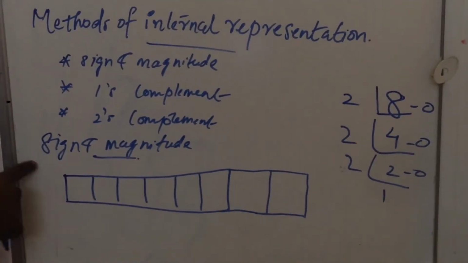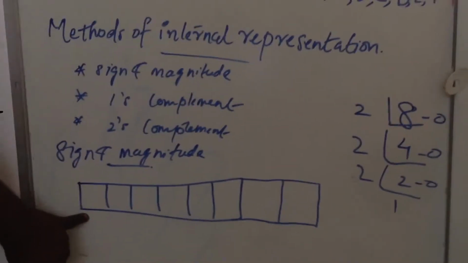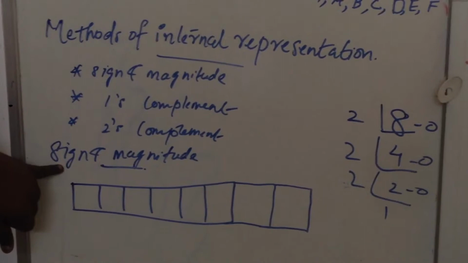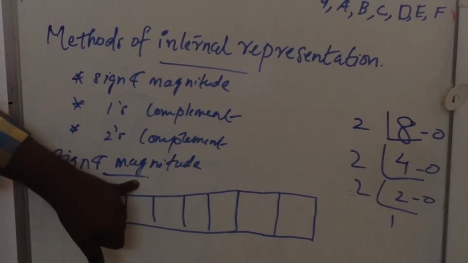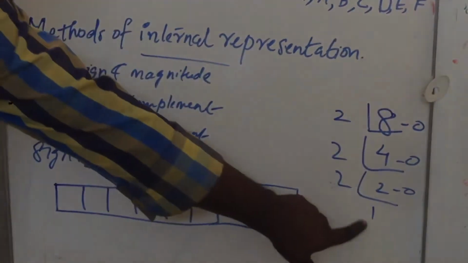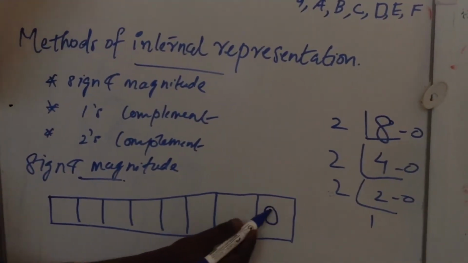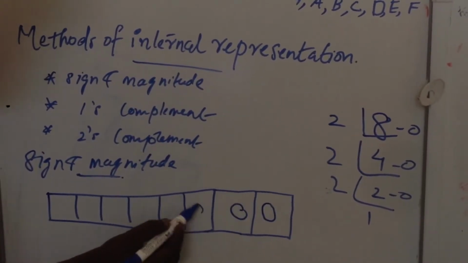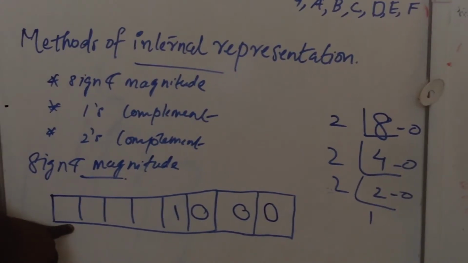So in sign and magnitude form, the last position will be used for representing the sign, and the remaining 7 places are used for representing the magnitude. Now the magnitude of 8 is 1, 0, 0, 0, so we are representing 0, 0, 0, 1. The last place is for sign.